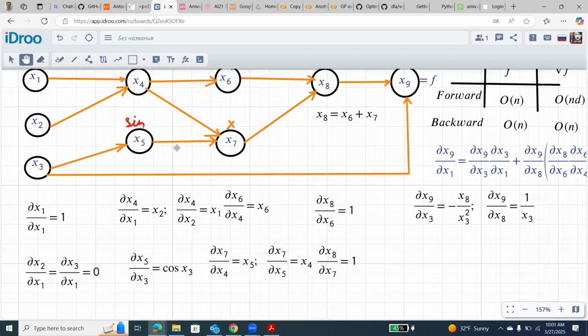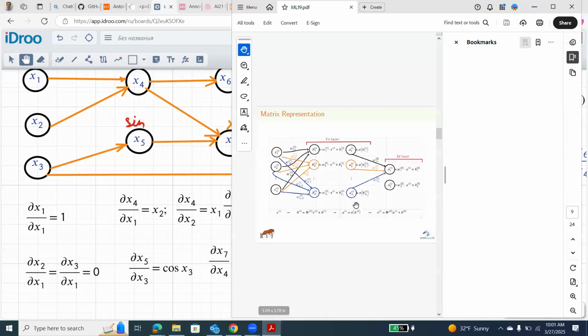So, okay, now let's apply this to our neural networks. A little bit more math.